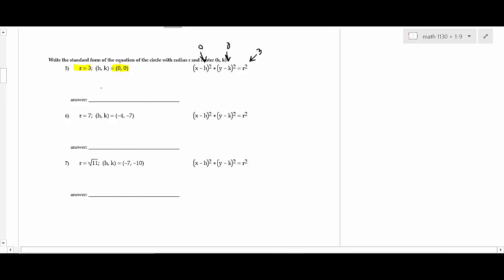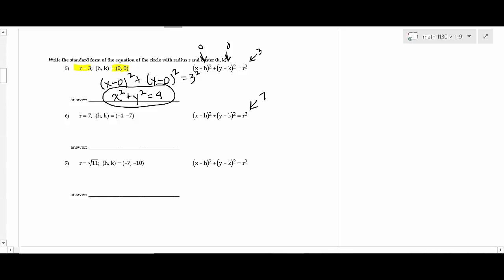So the answer you would have is, first of all, you'd have x minus 0 squared, and you don't have to write that down because you can do this all in your head, equals 3 squared. So what's the simplest answer? X squared plus y squared equals 9, right? Okay, so that would be the equation of a circle that has a radius of 3, like that. If I give you the center and radius, the general formula will give you the equation for that circle.